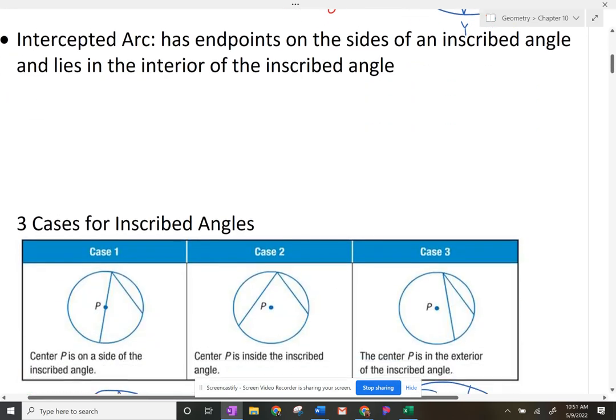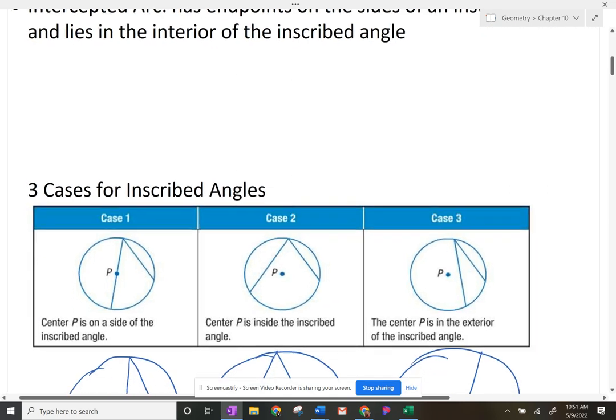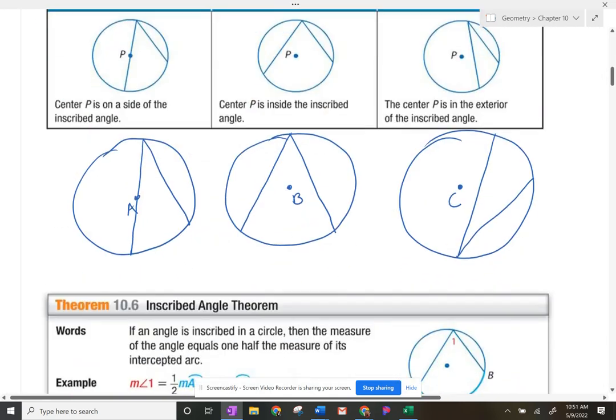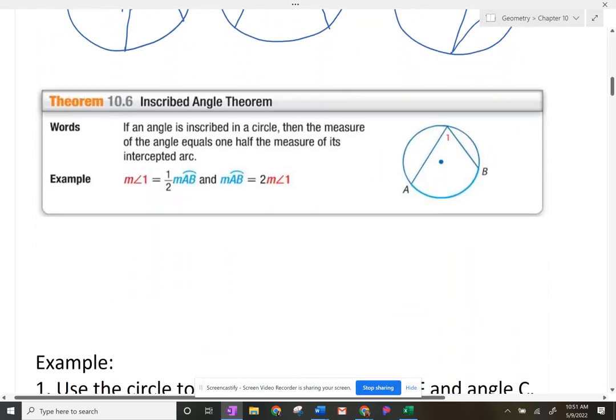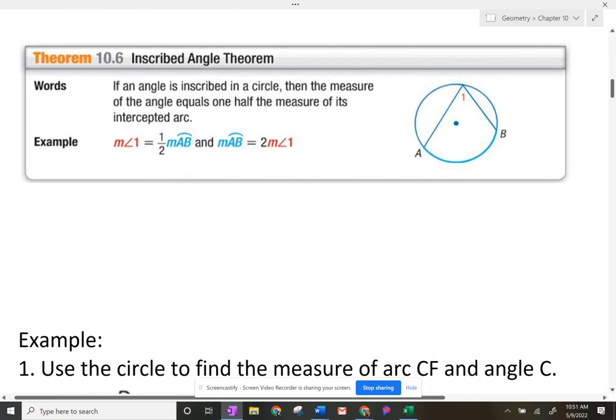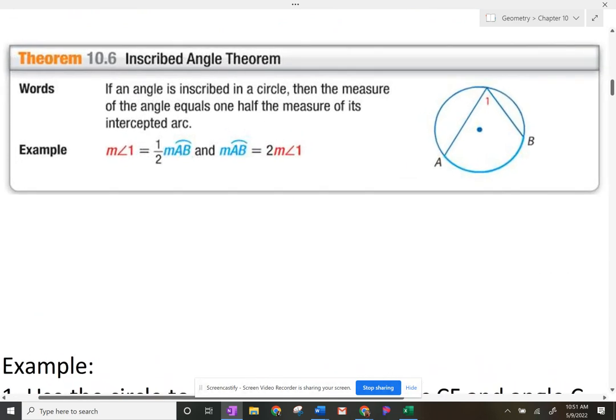On to the definition stuff. Don't worry about that. We're just going to start off with the inscribed angle theorem. You can put down the example if you want, otherwise I'm going to explain it in just a second.